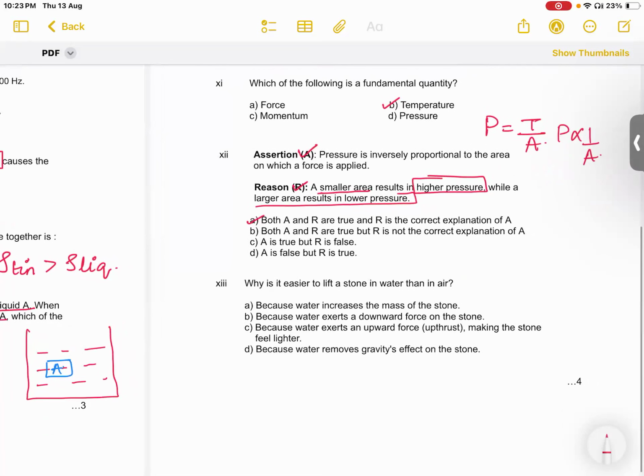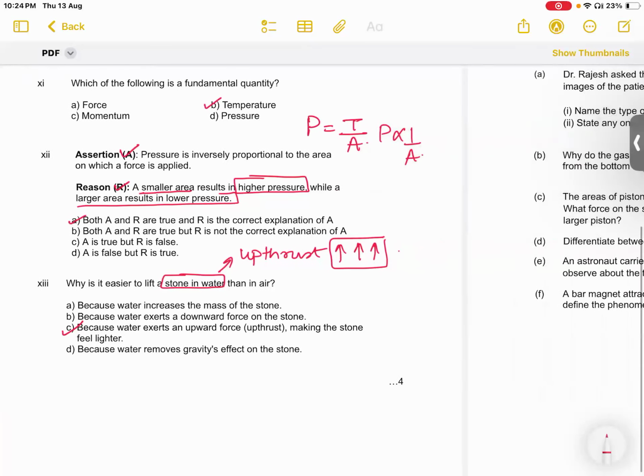Guys, why is it easier to lift a stone in water than in air? Technically the stone is in water, so this is related to upthrust. I do talk about upthrust. Upthrust means a force which allows that object to go upwards. Let's see what happens. Because water increases the mass. Now, if it increases the mass, then it would become difficult for me to lift it, so this is wrong. Water exerts a downward force on the stone. No, this would have become much more difficult, so this is also wrong. Because water exerts an upward force, making the stone feel lighter. C is the correct one. Because water removes the gravity effect. No, this is not practically possible.